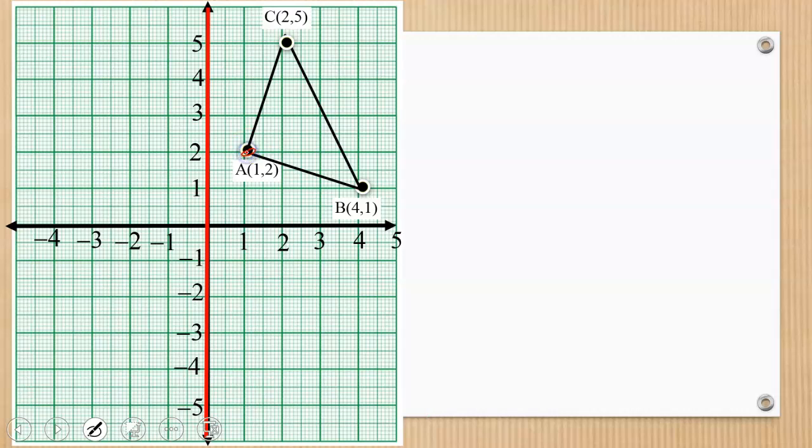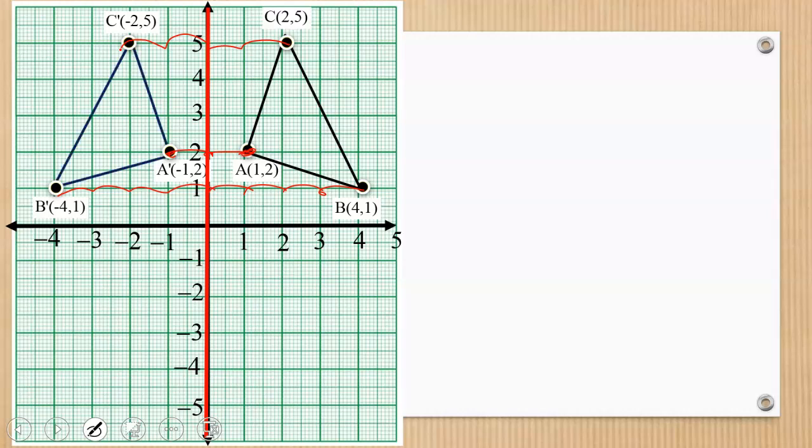Let me start with A. From the point A, I can move only one step, then I get to the mirror line. The same thing, I'll move one step, and I get to the image point. So the image point becomes (-1, 2). Then I pick B. I move 1, 2, 3, 4 before I get to the mirror line. I must do the same thing, 1, 2, 3, 4, to get to the image point. Then for C, I move 1, 2, I get to the mirror line. Then I move 1, 2, I get to the image.